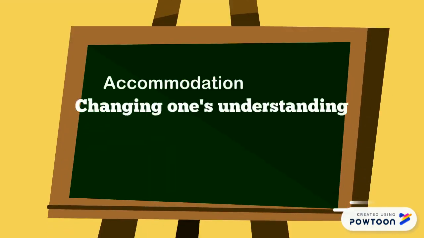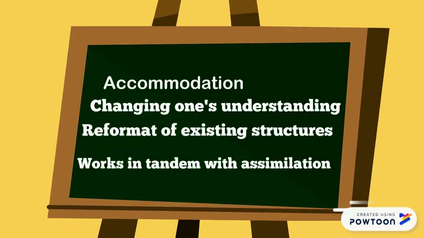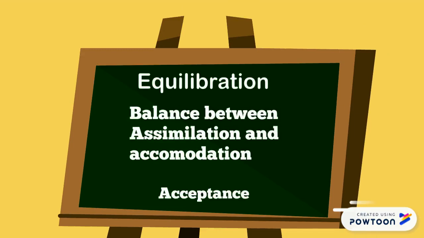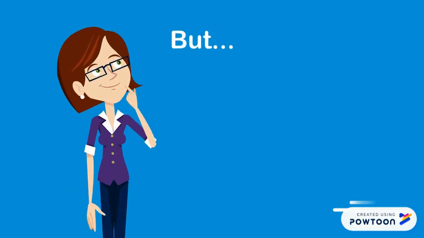Accommodation is when new information changes your understanding and you reformat your thoughts. They work in tandem. Equilibration is the balance between the two, accepting that new reality and making it your new basis. Still a little fuzzy? Let's take a deeper look.